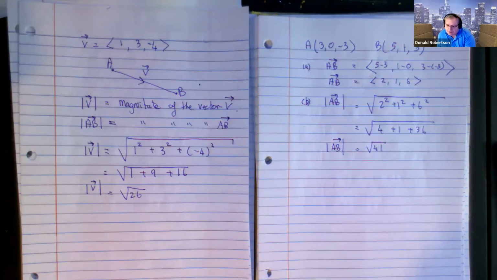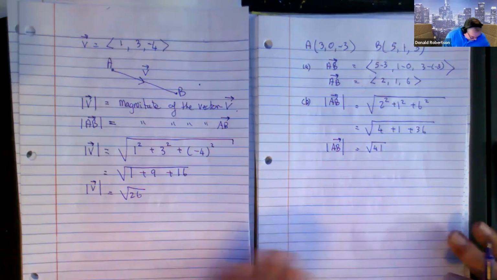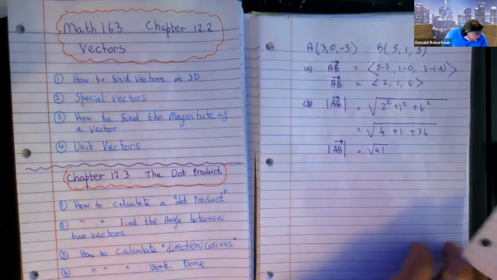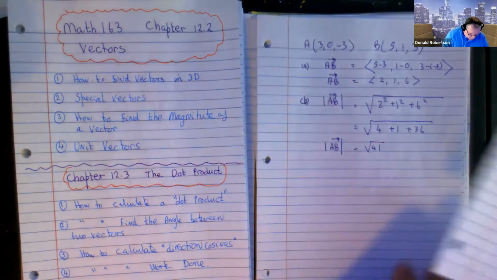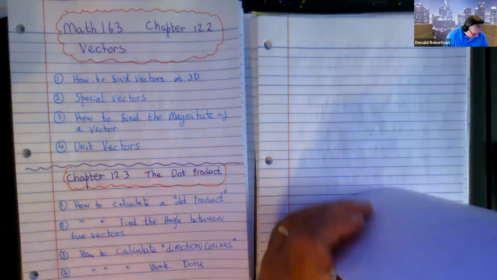Are you comfortable now that if I gave you the coordinates of 2 points, you could find the vector AB? And that if I gave you a vector, you could find its magnitude? Feel comfortable with those two? Okay. Which means we can now move on to how to find what are called unit vectors.